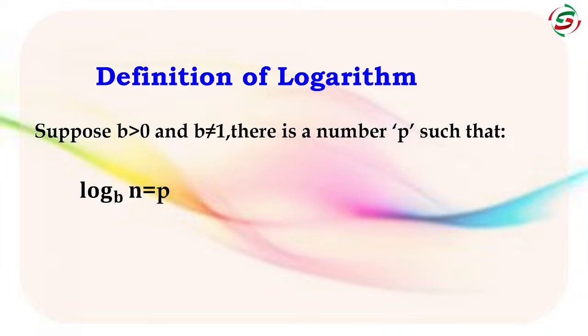Okay? See how to read this. Listen here. How to read this? Log n to the base b. B, which is written down here, is called the base. So what is log n to the base b equal to? It is equal to p. This is how you are going to read it.